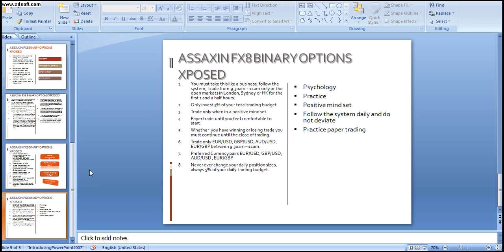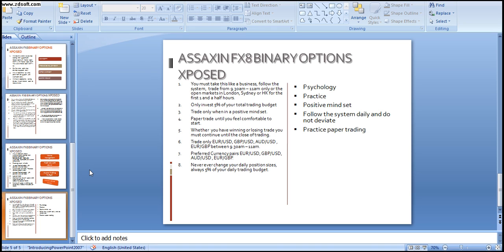So the euro against the US works the best on the US market open. It can work on the euro and London open, but you know, the 90% success rate works predominantly on the US. The pound against the US works well on the London Open and on the US Open. The Australian against the US works great on the US Open and the Australian Open. And the euro against the pound works great on the London Open and the US Open.